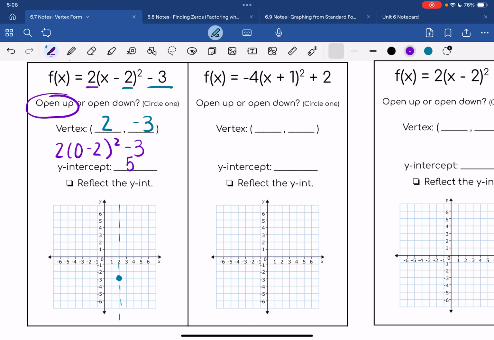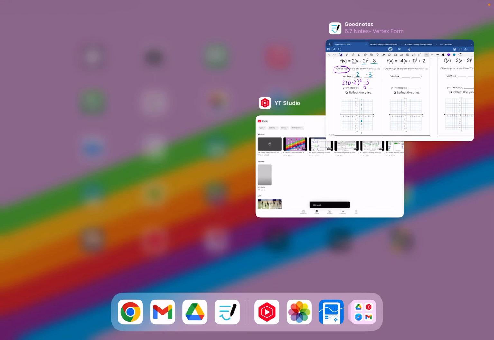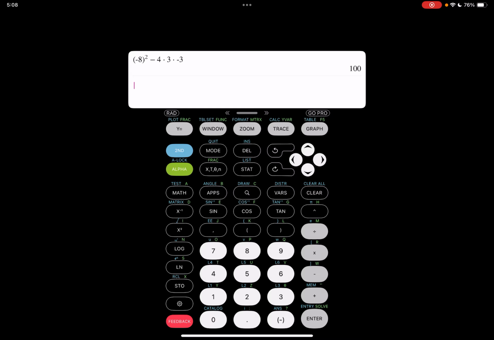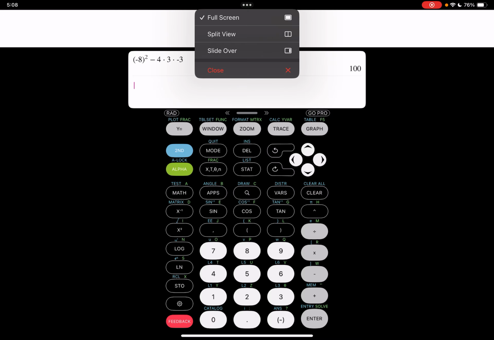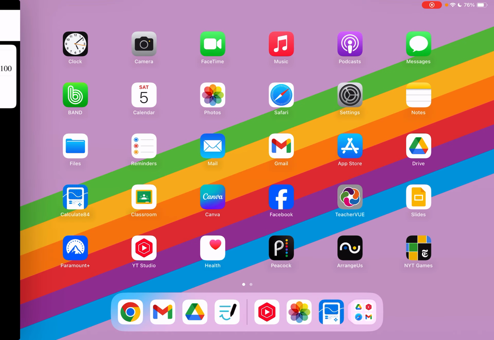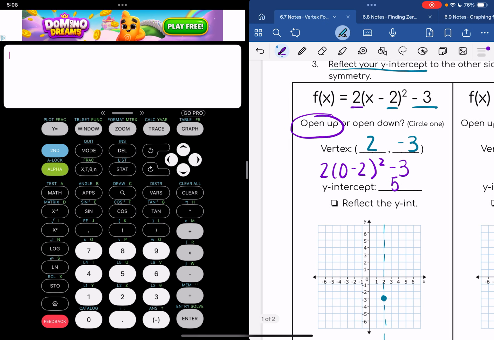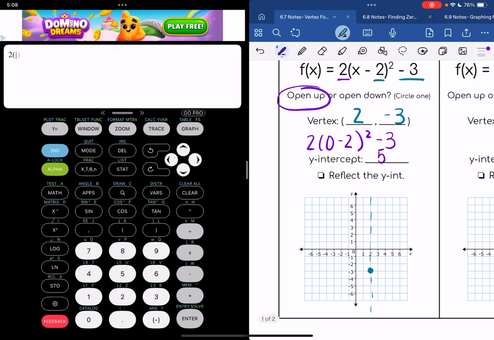If we wanted to throw that in a calculator, which is what I would recommend, we would need to open our calculator again, which I keep closing between every video. Split view, so I know what I'm plugging in. Clear. Okay, so I would be plugging in 2 times 0 minus 2 squared minus 3, and I would get 5. Awesome. So that is our y-intercept. We are going to graph that on our y-axis up here at 5.